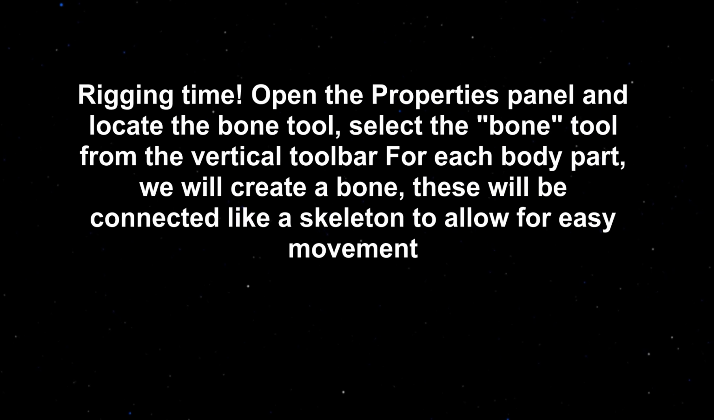Rigging time. Open the Properties panel and locate the Bone tool. Select the Bone tool from the vertical toolbar. For each body part, we will create a bone. These will be connected like a skeleton to allow for easy movement.